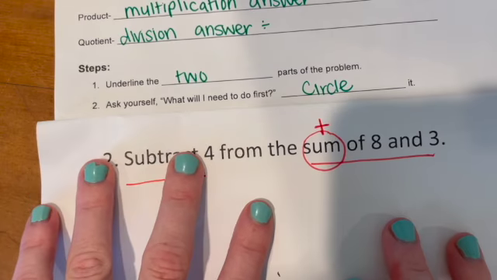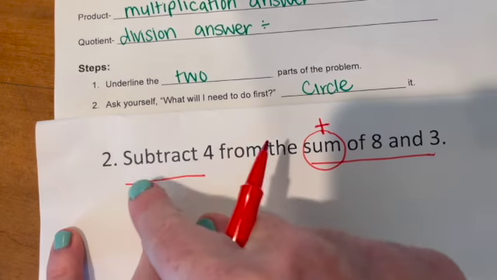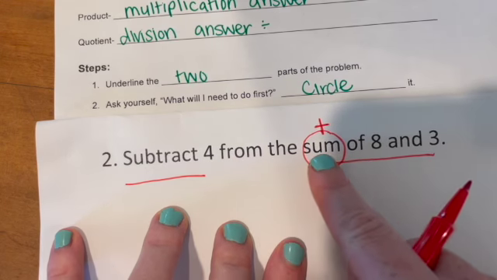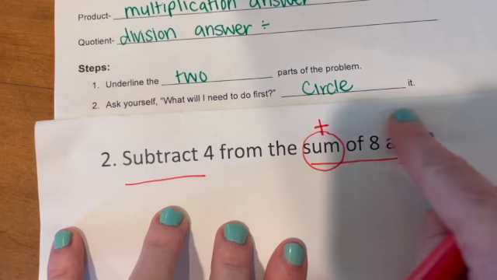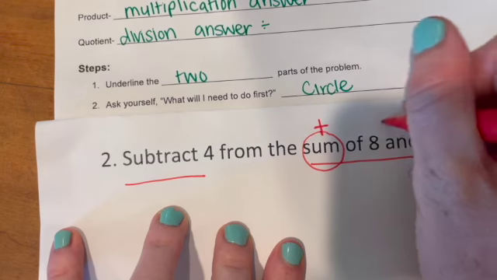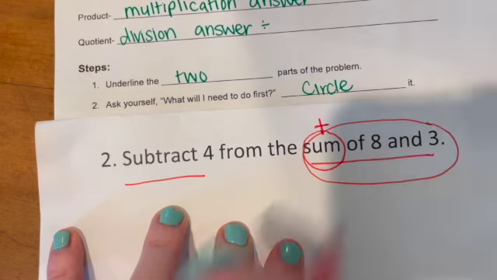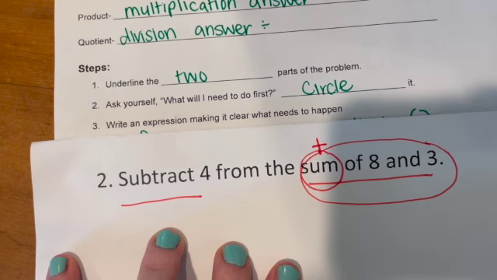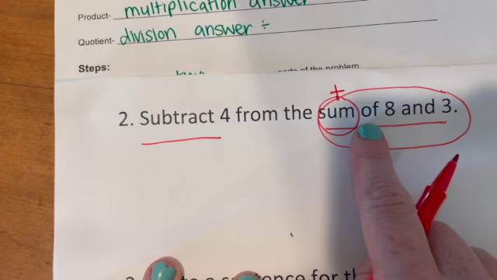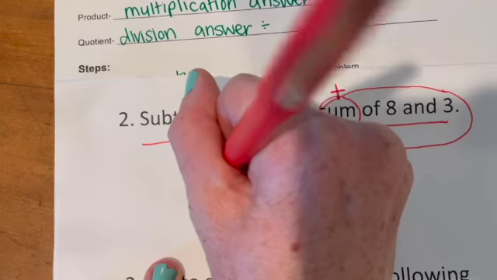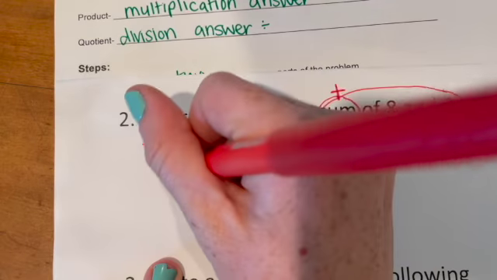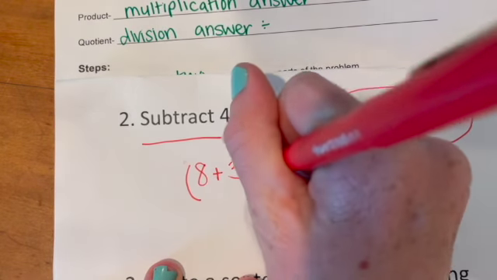Okay, step number 2, ask yourself what you need to do first. Subtract 4 from the sum of 8 and 3. This from tells me that I actually need to find out the sum of 8 and 3 first. Then I need to subtract 4 from that number. So I'm going to circle what I need to do first. And then I'm going to write an expression making it clear what needs to happen first by using parentheses. So 8 and 3, so I have 8 plus 3, because remember we used the word sum. I'm going to put that in parentheses, and then I just needed to subtract 4.